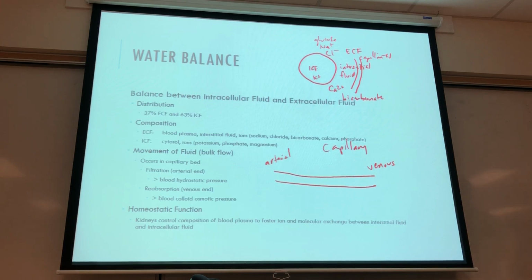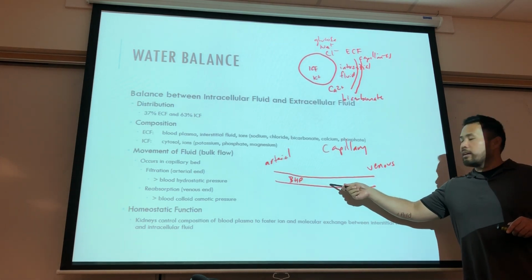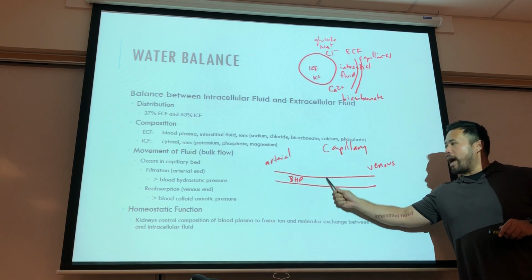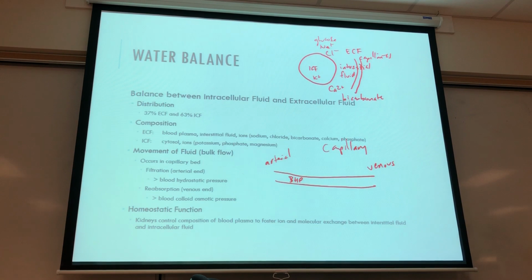And we knew through this process, if this were the capillary, that we had a couple of pressures in play. We had our blood hydrostatic pressure. Blood hydrostatic pressure is the pressure of the blood within the capillary exerting pressure out. So it wants to push against the endothelium and push out. So this is hydrostatic pressure.